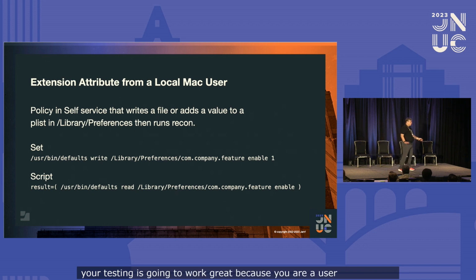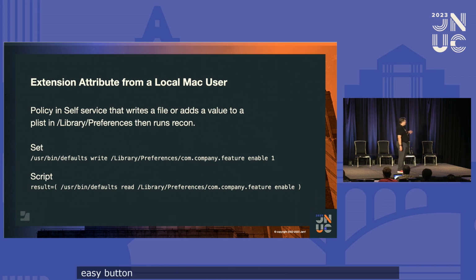All right. Here's a little tactic that I use to say, well, what if the local user wants to do something else? What if they need something? What if they need to chime in? Let's give them an easy button, okay? So put a policy in self-service. It's going to write a value to a plist, so they can get some action. They can get some scope. In this case, we're going to use defaults, write, library preferences, com.yourcompany, whatever feature you're going to do, enable 1, that means true. You can make it whatever you need to make it, but you're just making it a button, so let's make it a button so its value goes up.